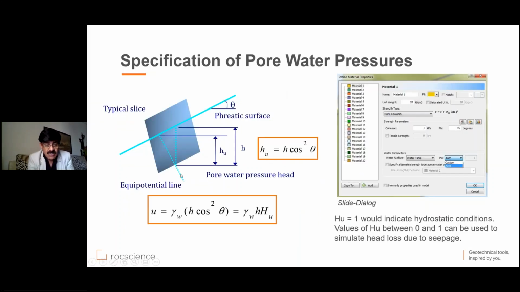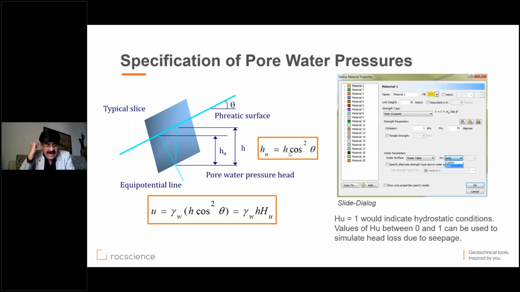And before we go to the examples, let's understand a bit more about how to specify the pore water pressure. In slide 2, in terms of water surface, which is the phreatic surface. What you see here on your screen is a phreatic surface which is at an angle theta from horizontal, and the equipotential lines are perpendicular to the phreatic line. So that's the height that we need to include in the calculation, the HU and not H. So HU would be equal to H cos squared theta.